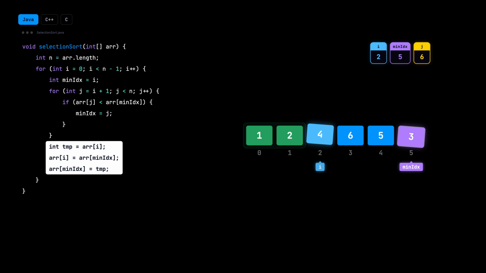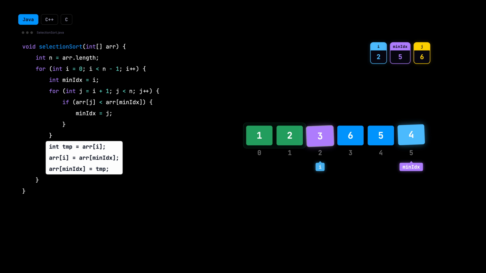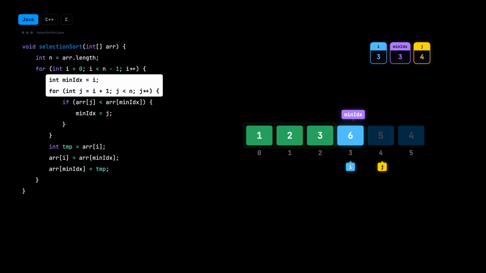Swap. 3 and 4 trade places. 3 is now locked. Pass 4. i is at index 3. We assume 6 is the smallest. j starts at index 4.